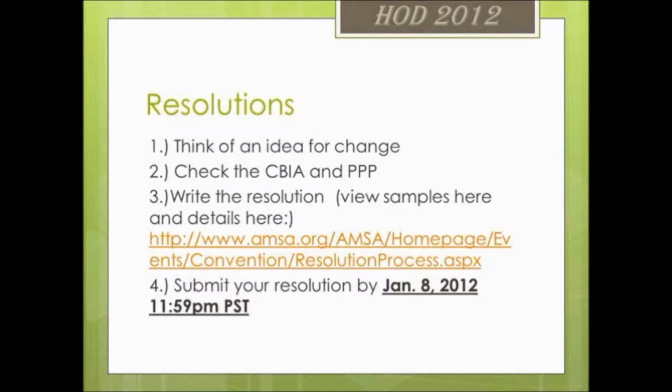Then you have to submit your resolution to the national office. The deadline for submitting resolutions is January 8th, 2012 by 11:59. No exceptions. This is really important because all resolutions received after that deadline will be considered late and will not be accepted for the 2012 convention.